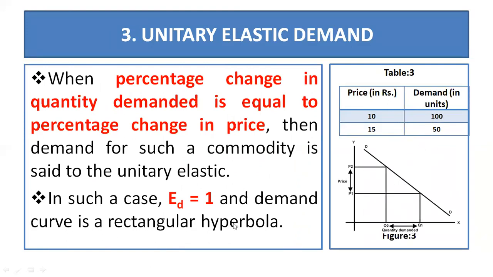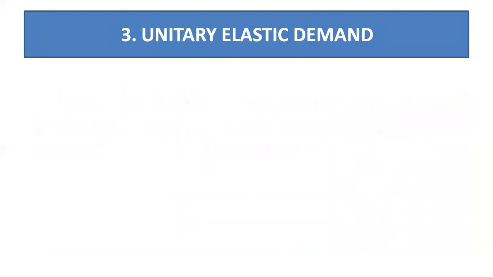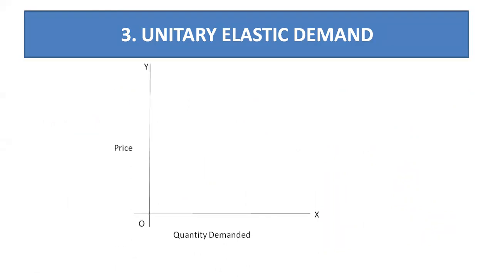So what we can see is that in this case, price elasticity is equal to 1 and the demand curve is a rectangular hyperbola. It also means that there is an exact percentage change in quantity demanded with respect to price. So let us see how to draw this curve. Very first thing, draw x-axis and label it as quantity demanded. Then draw y-axis and label it as price. Now draw the price and the quantity demanded.